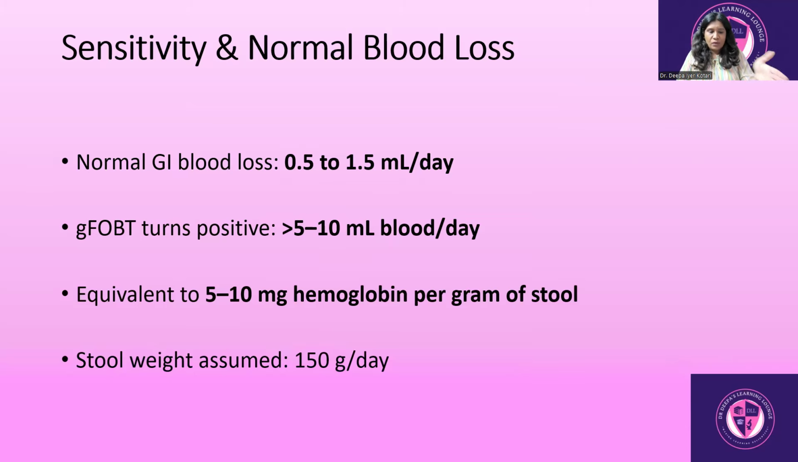So this amount of bleed, which is 5 to 10 ml per day, is equivalent to 5 to 10 milligrams of hemoglobin per gram of stool. So that is the cutoff at which the GOAC testing of fecal occult blood tests, assuming that the stool weight is about 150 grams per day. So you have to remember that smaller lesions go missed.